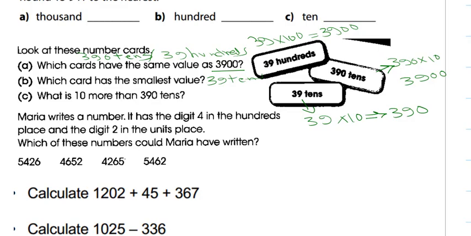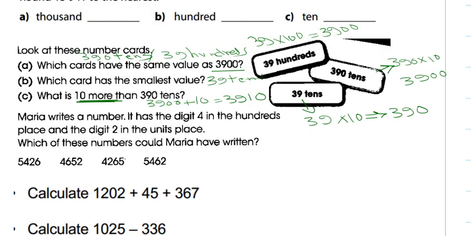What is 10 more than 390 tens? 390 tens means 3,900. 10 more, I mean I have to add 10. So 3,900 plus 10 gives you 3,910.